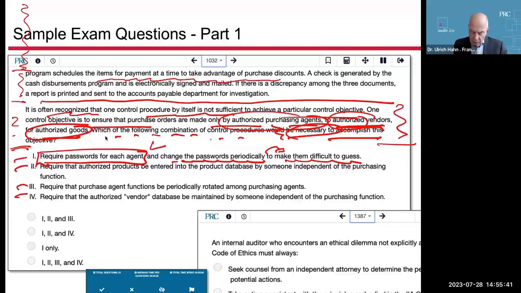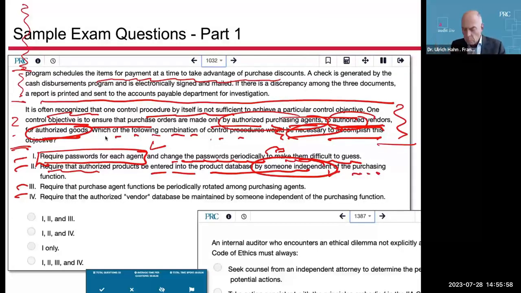So we will see. Require that authorized products be entered into the product database by someone independent of the purchasing function. Someone independent of the purchasing function looks good. I'm not so sure. I said it may be done in the factory, but it can also be another department in purchasing. So here, once again, I'm not so happy, but it sounds reasonable.